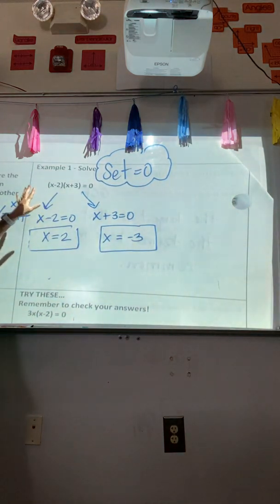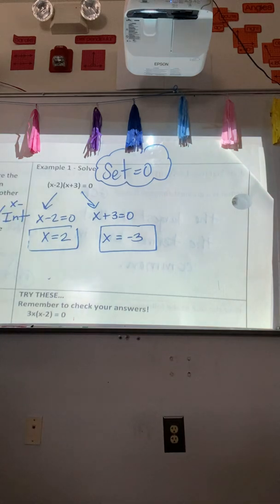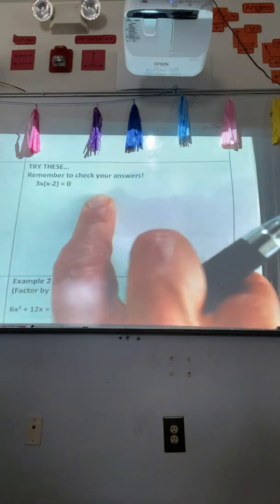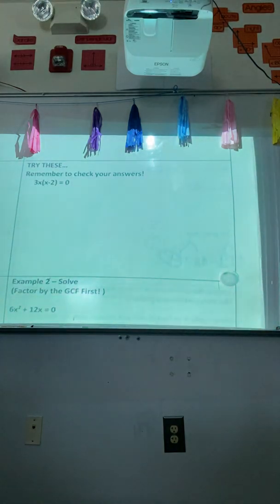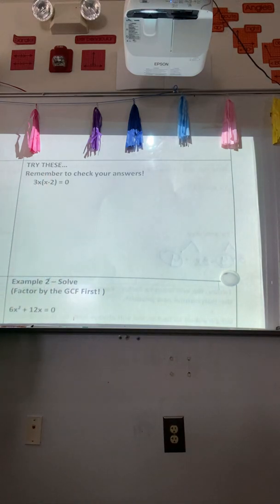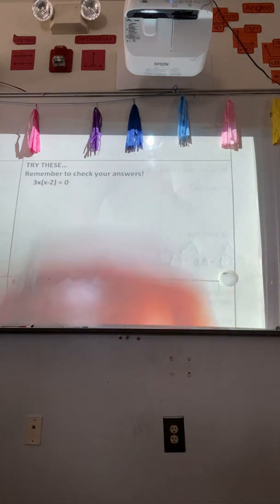All right, so you get a positive 2 and a negative 3. Easy peasy. Those are your x-intercepts on the x-axis if you're trying to graph, okay? All right, now move down right here. 3x, x minus 2. All right, so here we go. Set both of those equal to 0.